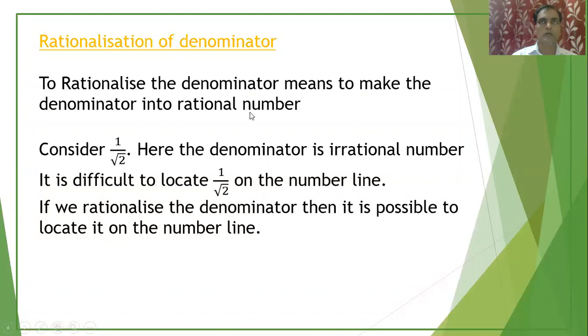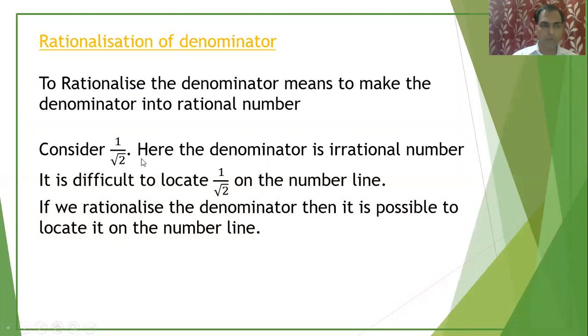Means suppose you have, suppose, 1 upon root 2. Any example where the denominator is an irrational number. If we are converting that irrational number to the rational number, that process is known as rationalization of the denominator. I am repeating once again. If there is an irrational number in the denominator and if we are converting the denominator from the irrational number to the rational number, then that process is called rationalization of the denominator.